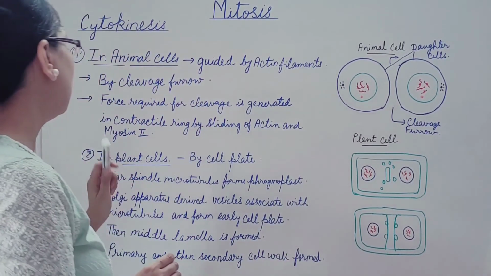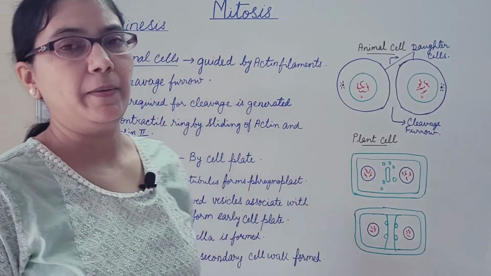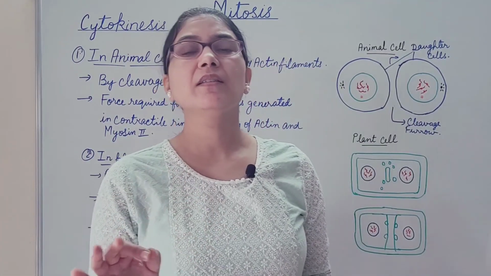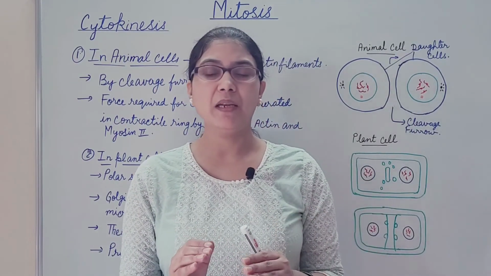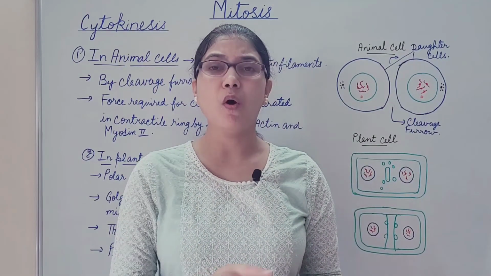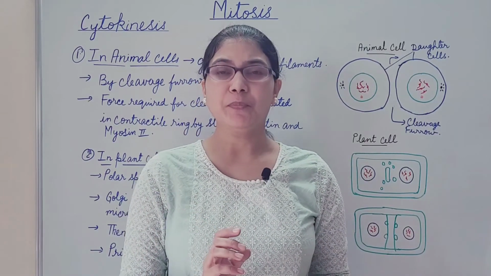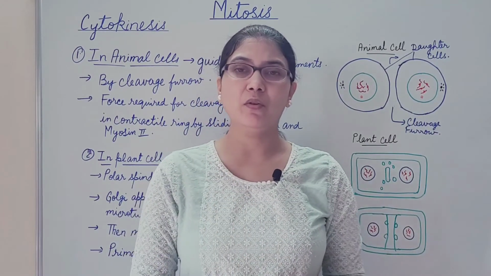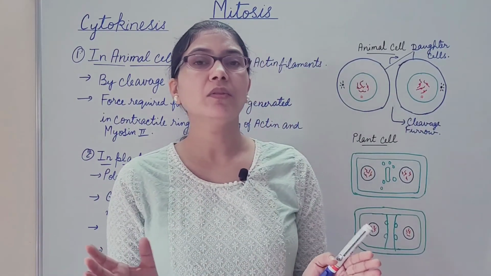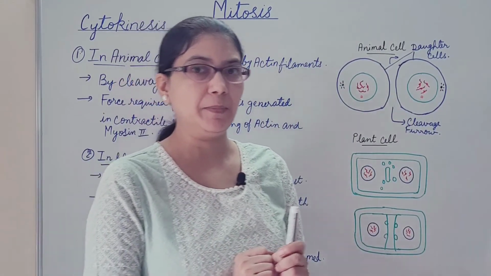Now let us see the cytokinesis in plant cell. Cytokinesis in plant cell is different from the animal cell because of the presence of the cell wall, which is a rigid structure. So here the cleavage does not take place. So how the cytokinesis takes place?